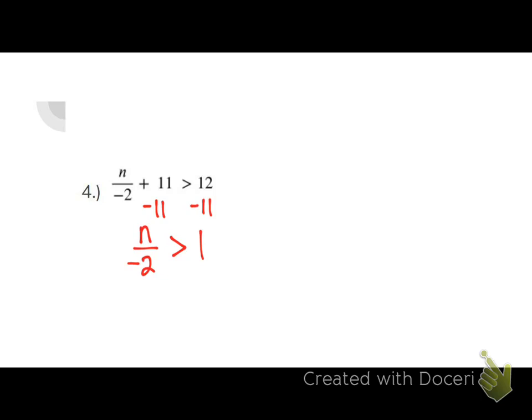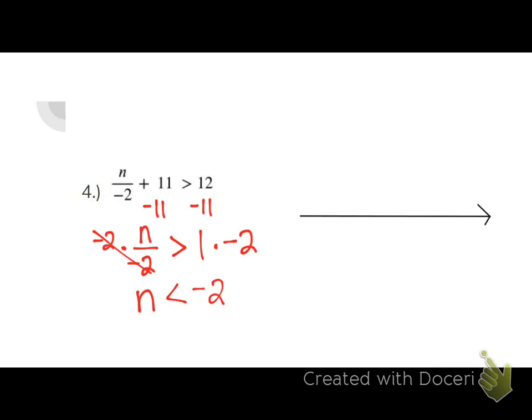Okay, now how are we going to get n alone? Multiply by what? Negative 2. And when we do that, n is alone because those negative 2's canceled out. But what else happens? Liam? Flip the symbol. We multiplied both sides by a negative, so the symbol in the middle there flips over to the other side. 1 times negative 2 is negative 2.